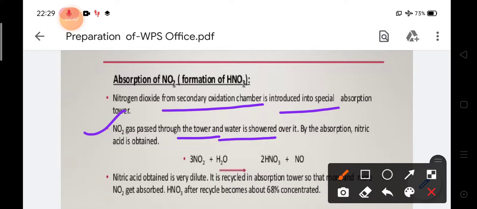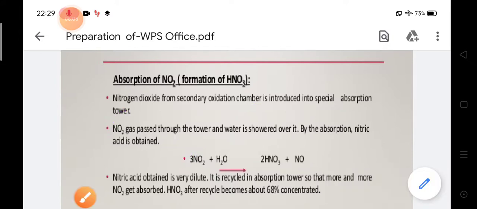So here, what happens in this step is that nitrogen dioxide is reacted with H2O. This is an irreversible step by which it will form HNO3 and NO, that is nitric oxide. So in the third step, nitrogen dioxide is going to react with H2O, that is water. It will form HNO3, that is nitric acid, and NO.